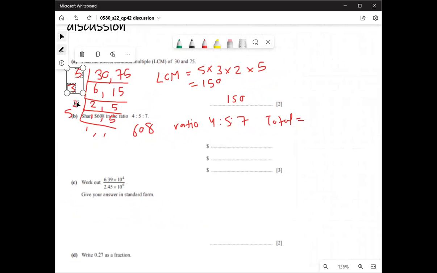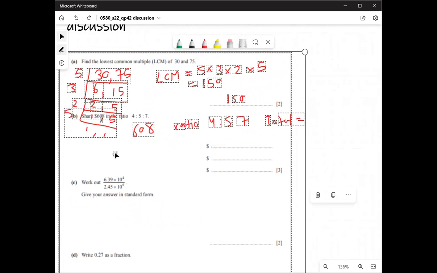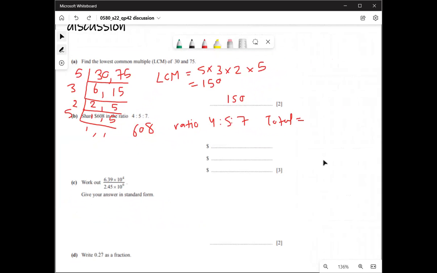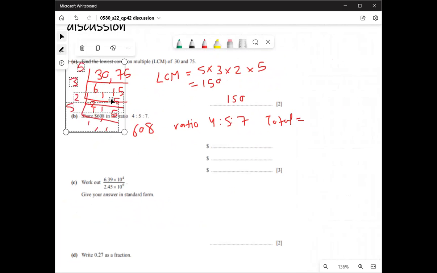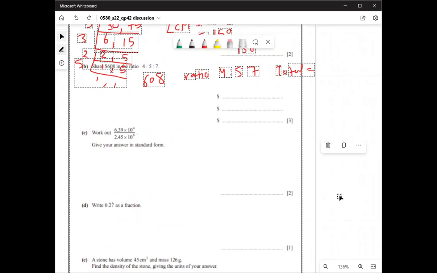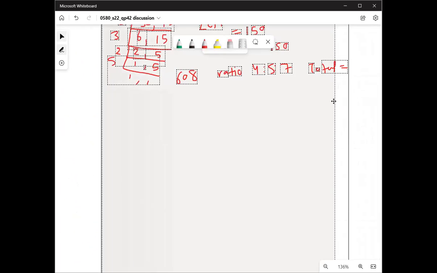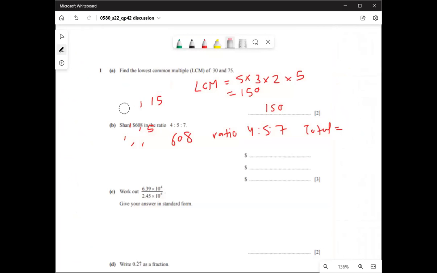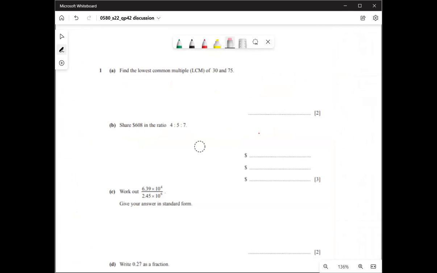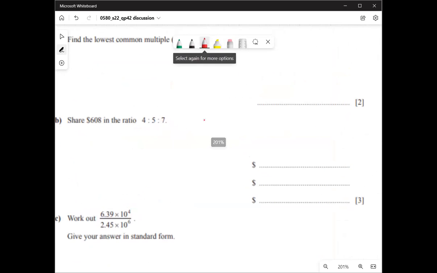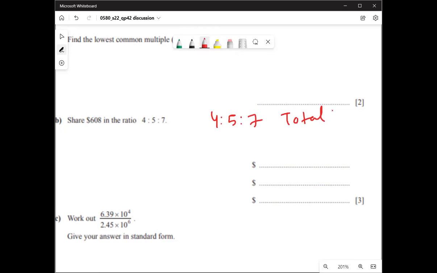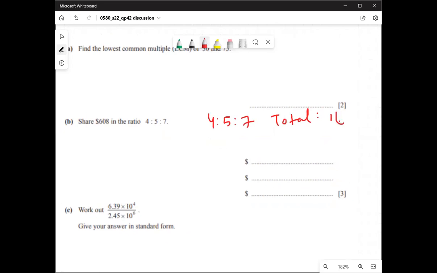Read the second question first, Anas. Share $608 in the ratio 4, 5, and 7. So I have 16 as the total of 4, 5, 7. Okay. Now 4, 5, and 7. The total is going to be 16.